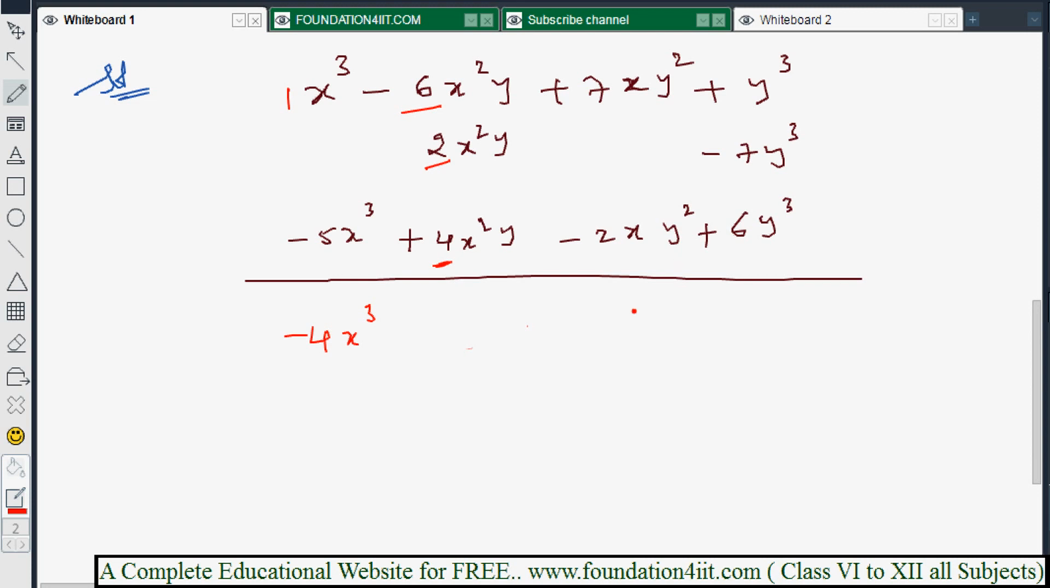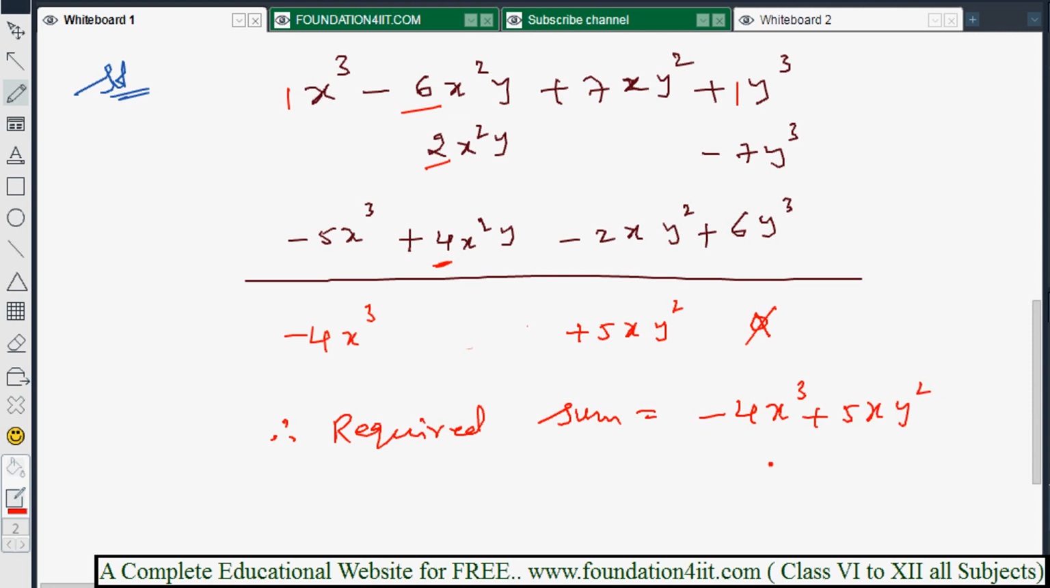Now plus 7 minus 2 plus 5, that is 5 xy square. And next, the coefficient is 1, 1 minus 7 is minus 6, minus 6 plus 6 is 0. You also get 0, so leave this. Now finally, the required sum is equal to minus 4x cube plus 5xy square. That's it. So this is the way we can do addition.